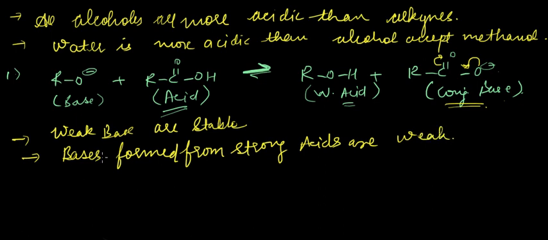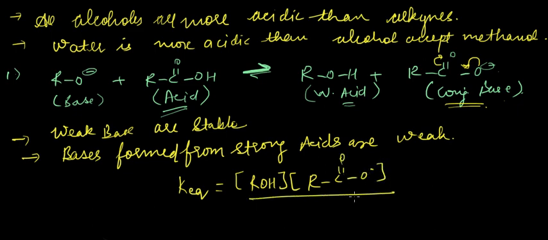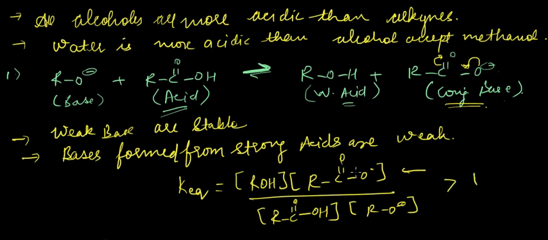Okay, so let's see the K equilibrium of this. So K equilibrium would be the concentration of products multiplied with each other divided by the concentration of reactants multiplied with each other. So in this case, K equilibrium experimentally found out was also greater than 1. Okay, as concentration of products is more due to more formation of products.